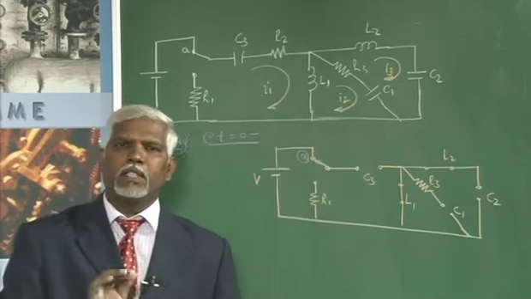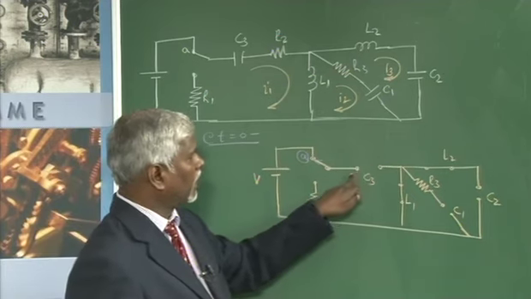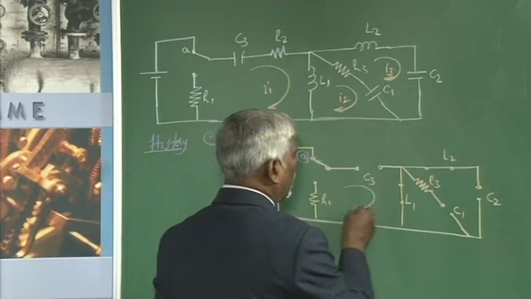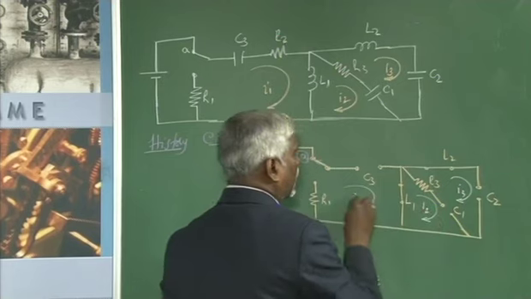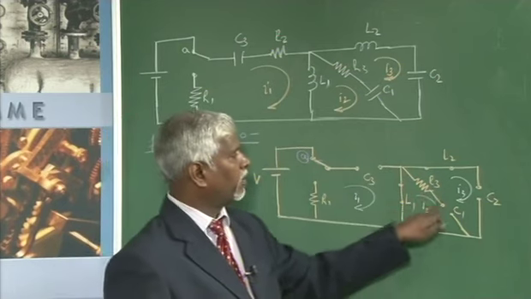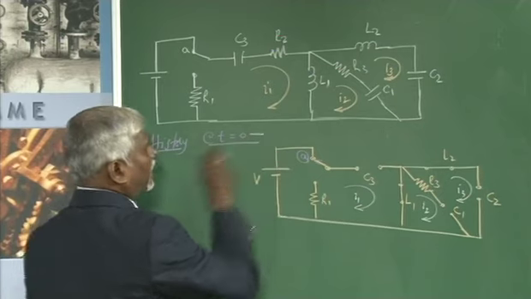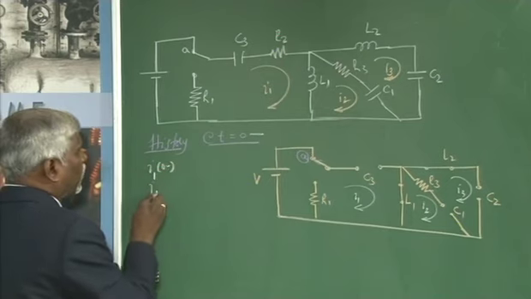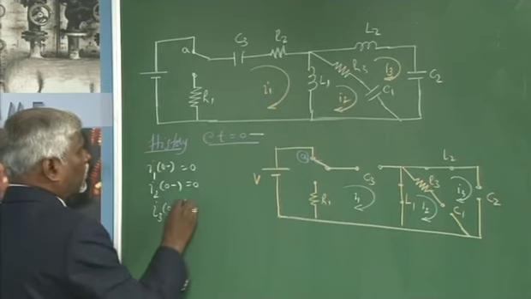So, you need to represent the previous state there, as it has gone through a transient and reached a steady state. Now, let us see what will be the current through each loop. What will be I1, what will be I2, what will be I3. This is the network at t equal to 0 minus. So I1 at 0 minus, I2 at 0 minus, I3 at 0 minus, all are zeros.